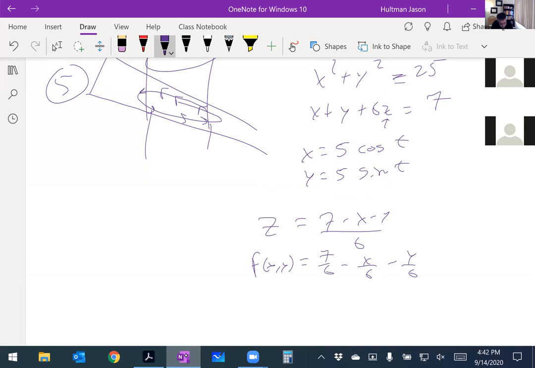We want to change this into a function of t. We want it to be r of t. This is my vector valued function with respect to t now. So I'm just going to replace x and y with my parameters.